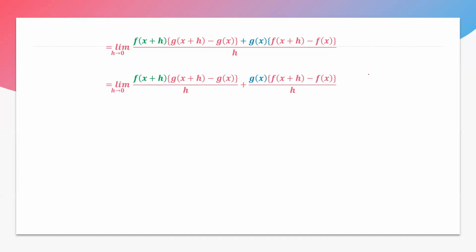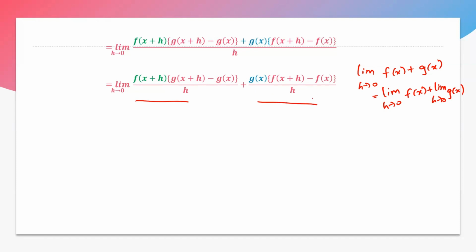According to the sum rule, limit h tends to 0, f of x plus g of x is equal to limit h tends to 0, f of x plus limit h tends to 0, g of x. So we can apply the sum rule for these two terms. So the next step is limit h tends to 0, f of x plus h into g of x plus h minus g of x by h plus limit h tends to 0, g of x into f of x plus h minus f of x by h.